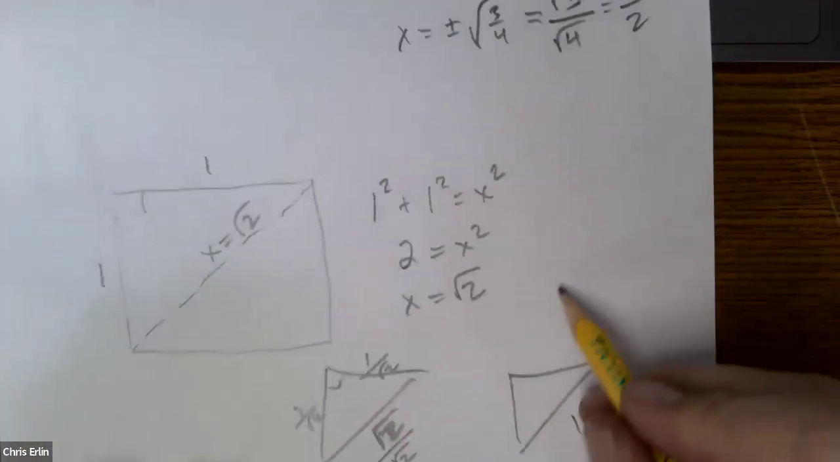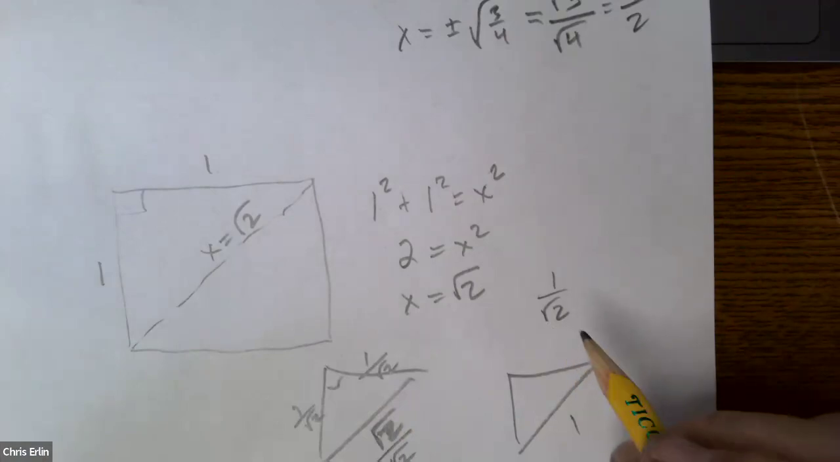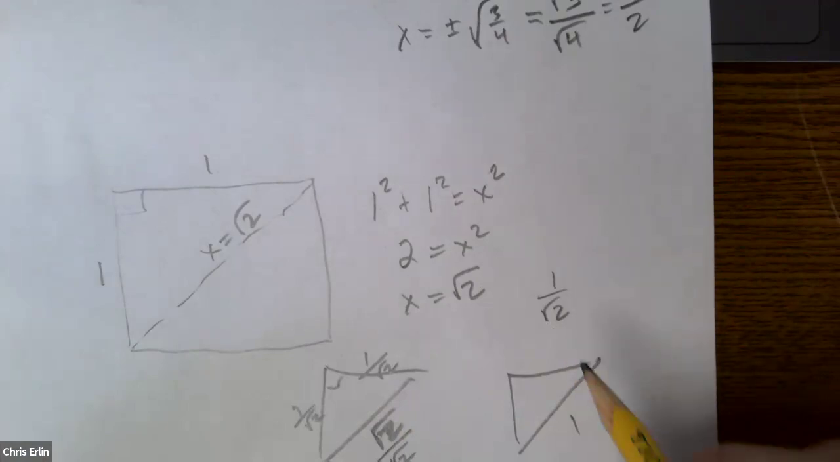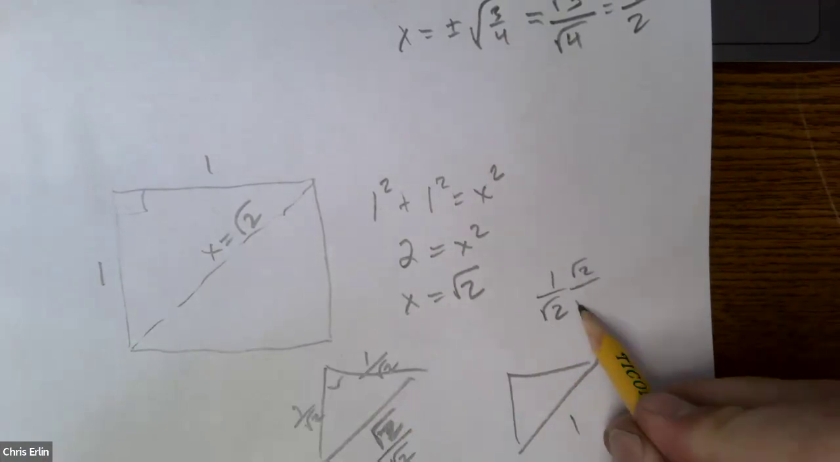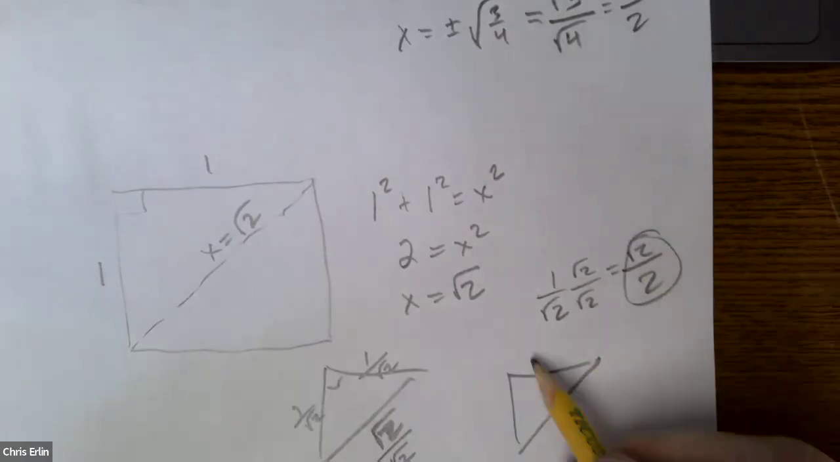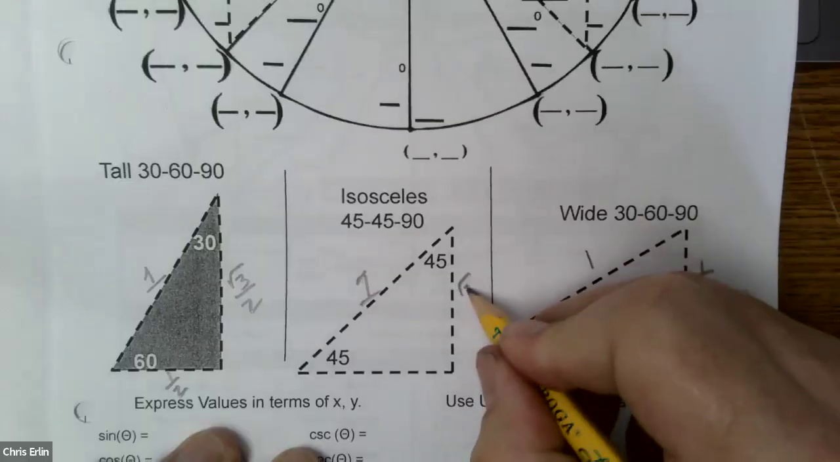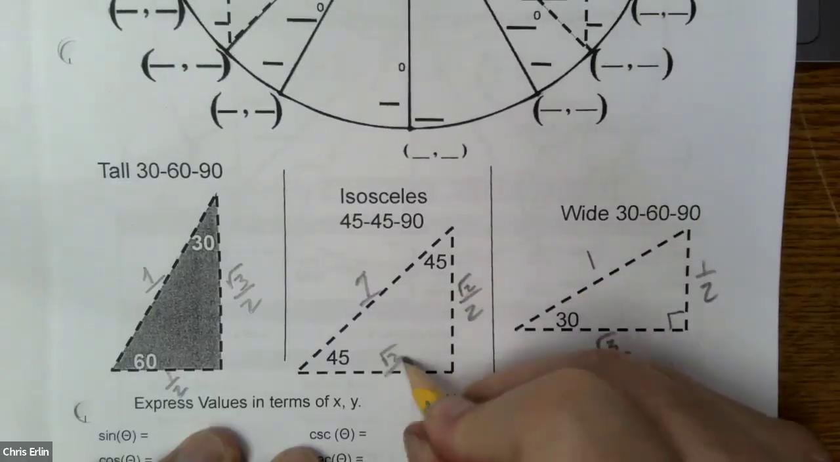And this becomes 1 over root 2, which is the answer, but it's not in a rational form. We're not allowed to leave it like that. In order to rationalize it, we multiply by root 2 over root 2, which gives us root 2 over a regular 2. And these are the side length ratios for an isosceles right triangle, a 45, 45, 90. When the hypotenuse is 1, these side lengths are root 2 over 2, root 2 over 2.